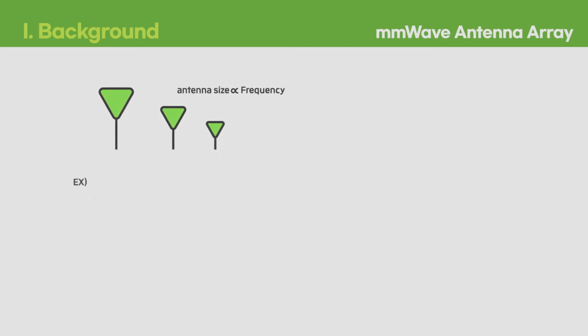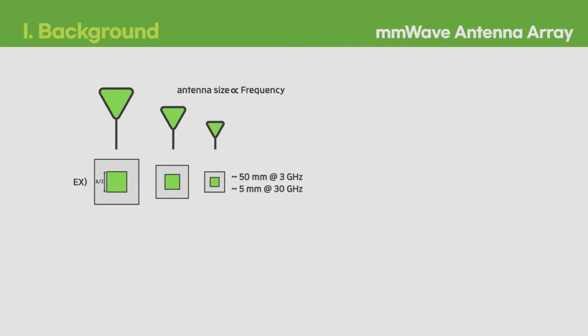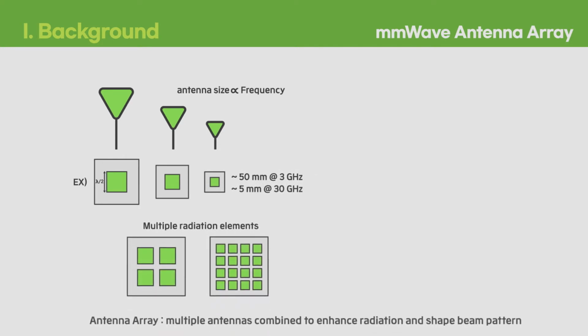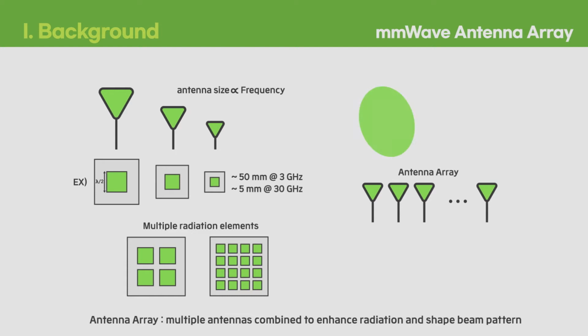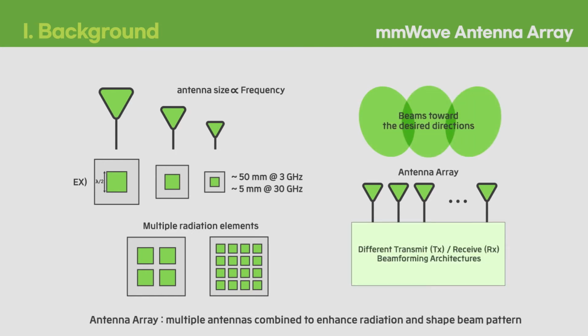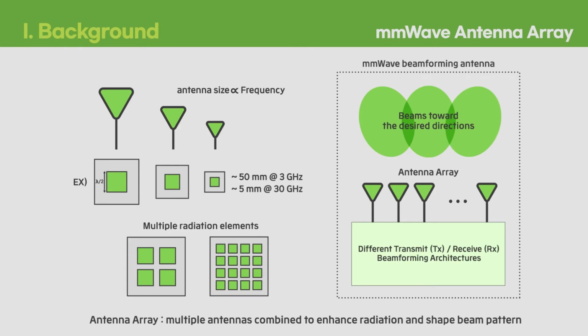The physical size of an antenna is inversely proportional to its operation frequency, resulting in a larger number of antennas used in the same area compared to sub-6 GHz. Multiple antennas are called an array and used with a transmitter and a receiver that can steer beam direction. Altogether, we call this a beamforming antenna.